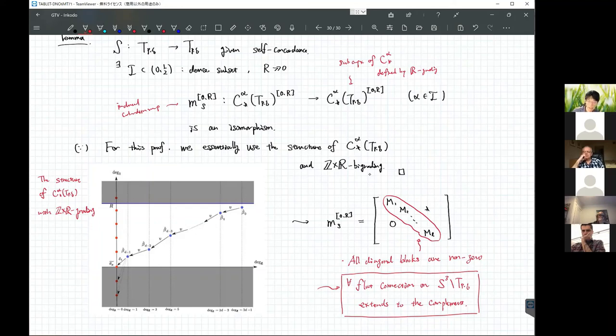And finally, we used a limiting argument and the double of any concordance from the torus knot to K, and our main theorem can be shown. That's all. Thank you for listening.